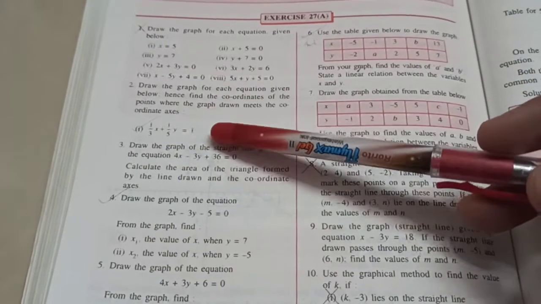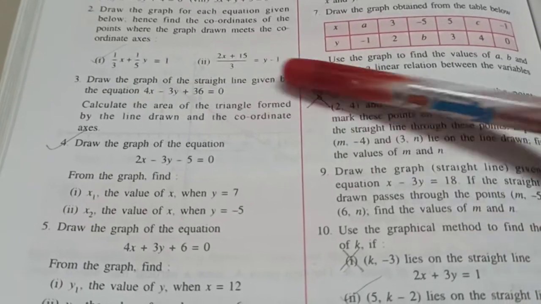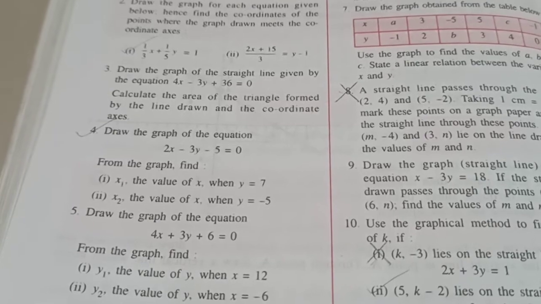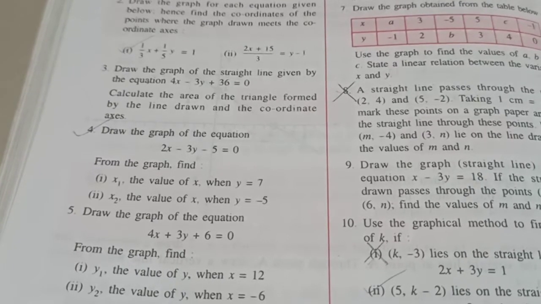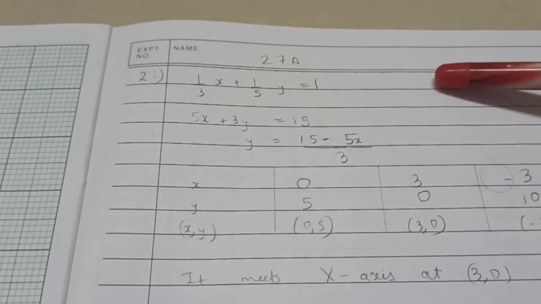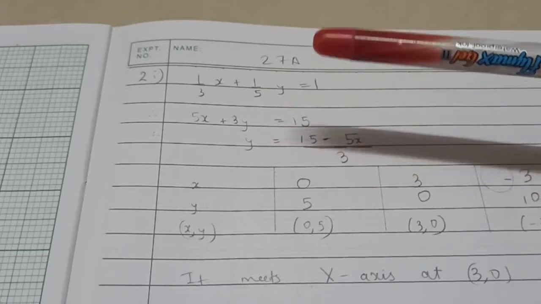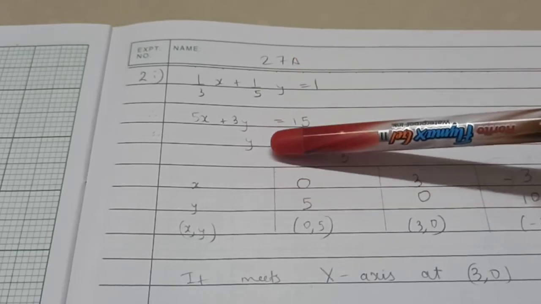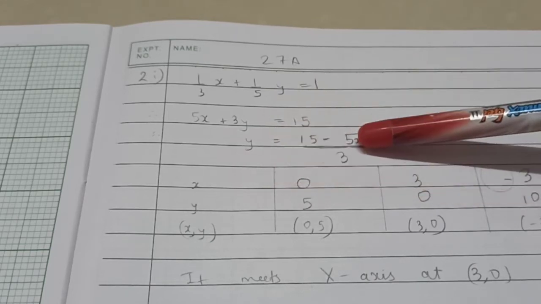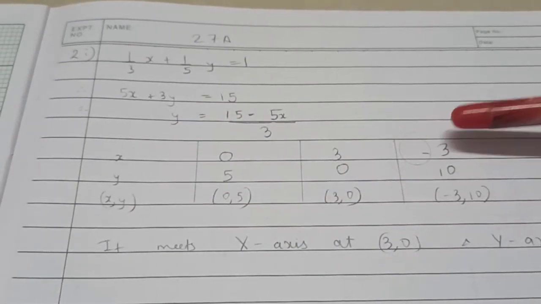Let's start with 2.1. We have to draw a graph for this equation and also find the coordinates of the points where the graph meets the x and y axis. So what is the first step we do? Well, take the LCM, write the equation in the standard form, and I want y alone. I prefer y on the LHS, not x. So we have a relationship between y and x. We make a table and we assume any three values of x and we calculate the values of y.